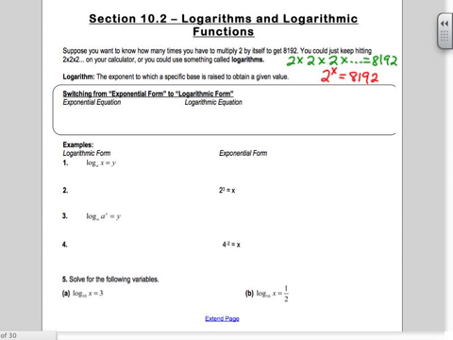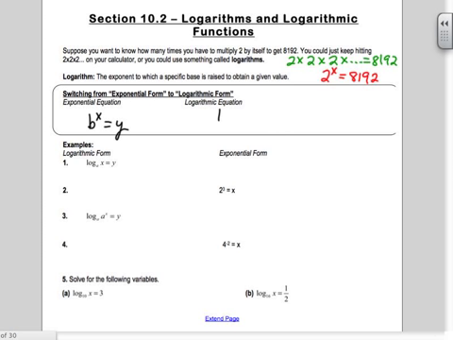Okay, so a logarithm is the exponent to which a specific base is raised to obtain a given value. So very confusing definition. Basically, the most basic thing you need to know is how to switch from exponential to log form. If you do not know this, you will fail the test. We do this all the time. Okay, so an exponential equation is going to look something like b to the x equals y. The logarithmic equation is going to be log base b of y equals x. Now b is a subscript in this case, log little b of y.